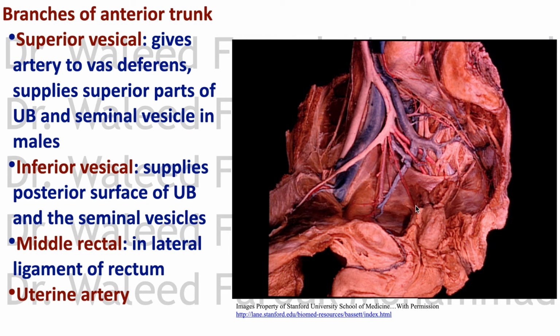The middle rectal artery runs in the lateral ligament of the rectum, and we talked about it with the rectum. It supplies only the muscle wall and does not reach the mucosa. And of course the uterine artery, whose detailed course we studied with the female reproductive system. So these are some branches of the anterior trunk. We'll continue with the branches.